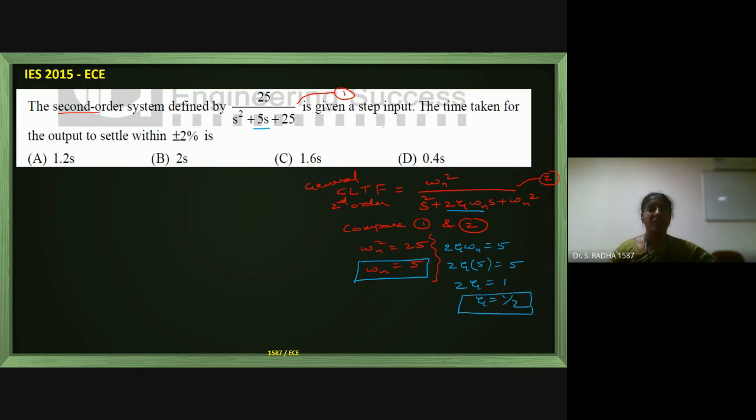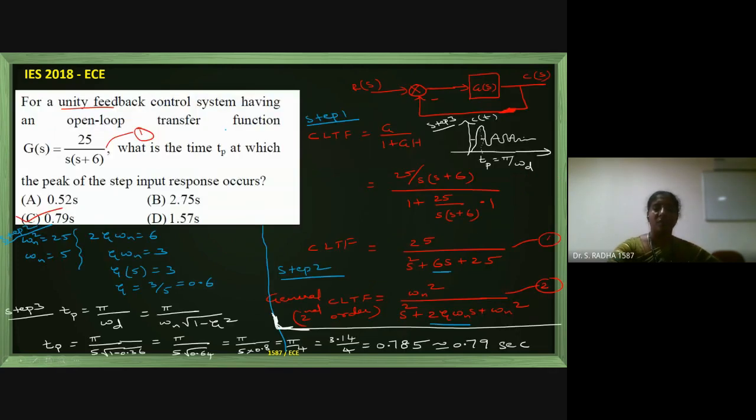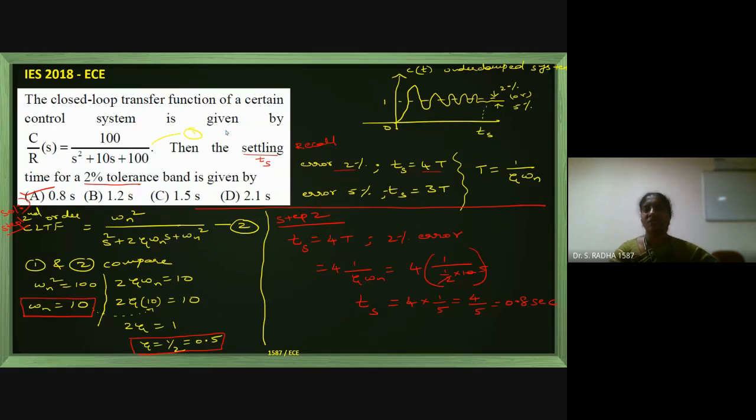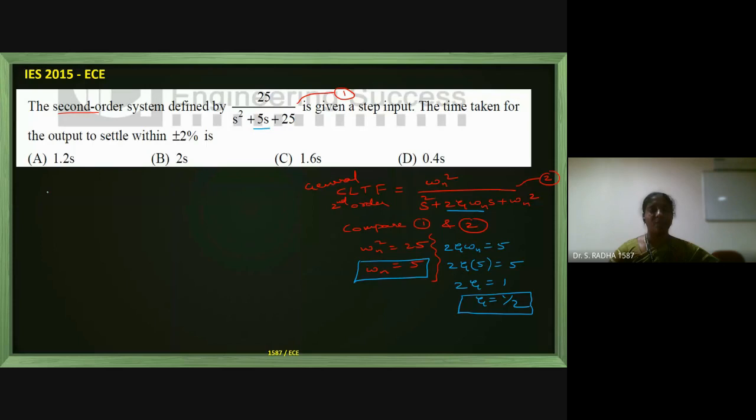Next, if you read the continuation in the question, the time taken for output to settle within 2% error. Already I have drawn the diagram. You can see 2% or 5% error is allowed. In the case of 2% error, settling time is 4 time constants. All these are just rough work, and we have calculated from the comparison. It is step 1, the actual solution: from the comparison, we are calculating omega n and eta value.